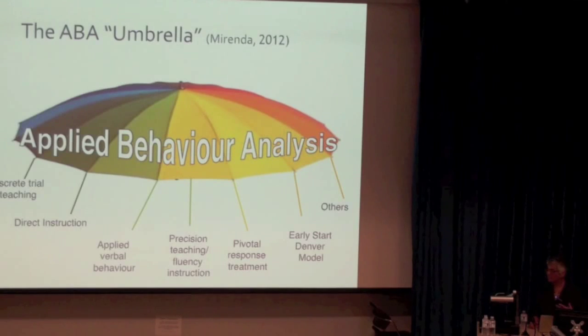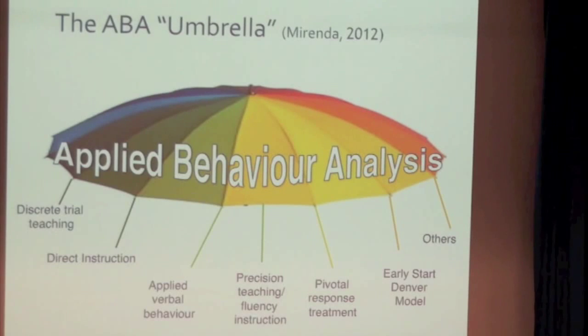So I offer you this umbrella of applied behavior analysis packages or treatment approaches, intervention approaches that, of course, include discrete trial teaching, which has its place in certain circumstances for certain kids, but also strategies like direct instruction, applied verbal behavior, precision teaching or fluency instruction, pivotal response treatment, the Early Start Denver model, which is a marriage of applied behavior analysis and developmental practices, certainly falls within the umbrella, and there are others as well that aren't as branded as these may be.